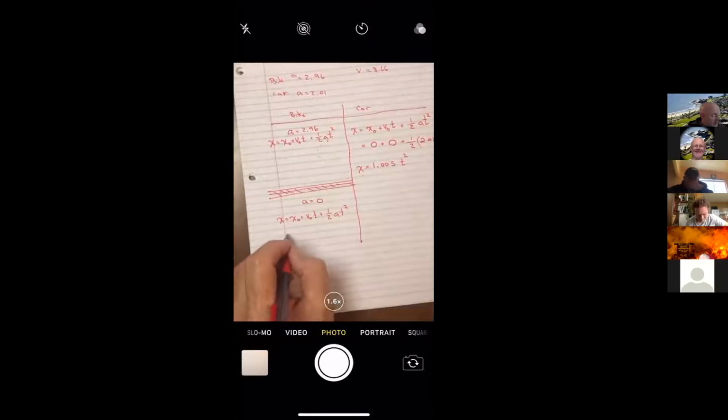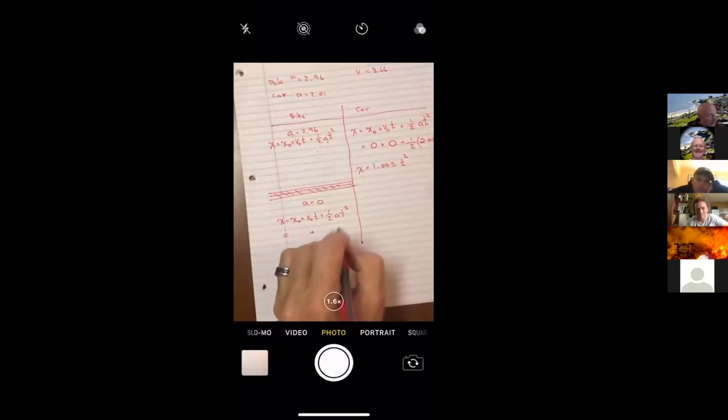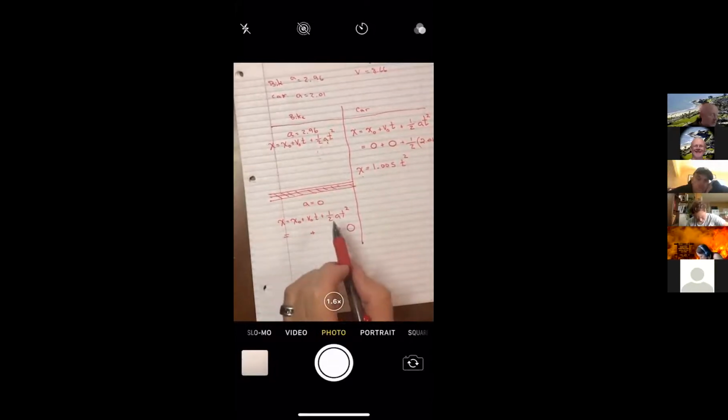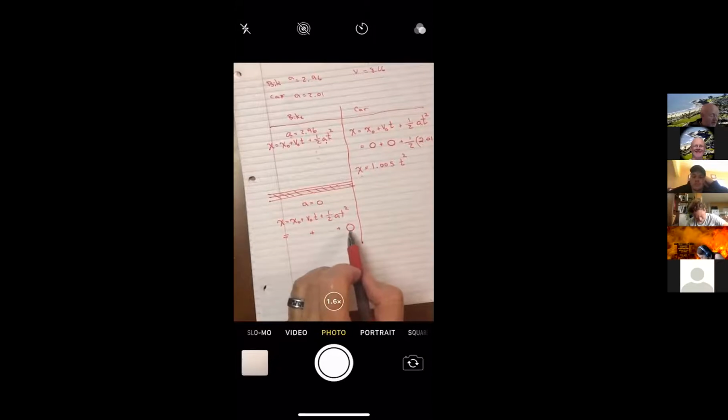So let's look at part 2 of the bike, and I'll put a plus and a plus, and this is the easy part. This last term would be 0 because on part 2 of the bike, the acceleration is 0.